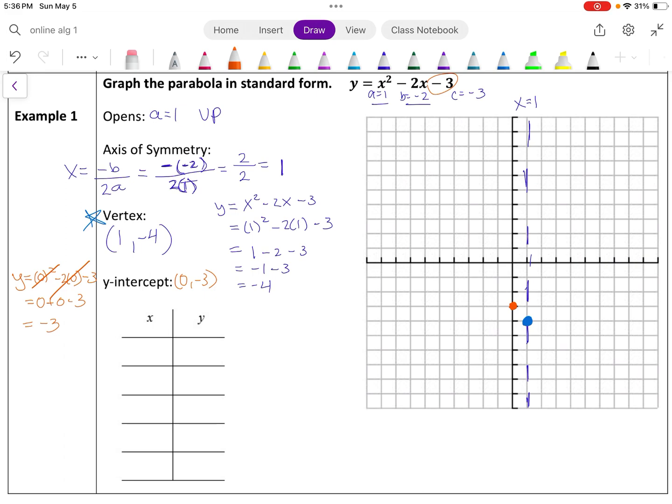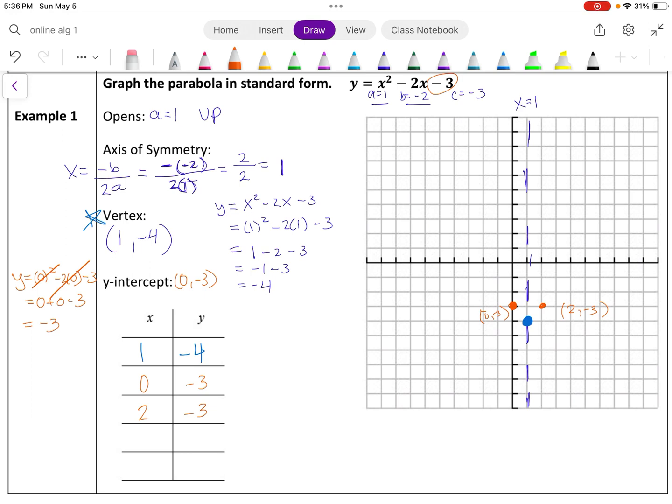Okay, well remember, our parabola is symmetric, so if I know that (0, -3) is a point, here's my (0, -3), I can mirror that over here, so it looks like (2, -3) is also a point. So we've got 3 points right now. Let's put them in our table. We have our vertex, (1, -4), and then from our y-intercept, we have the point (0, -3), and then when we mirror that, we have the point (2, -3).